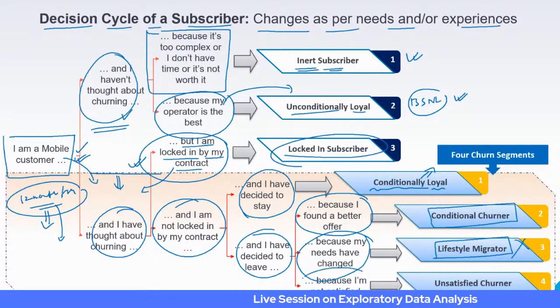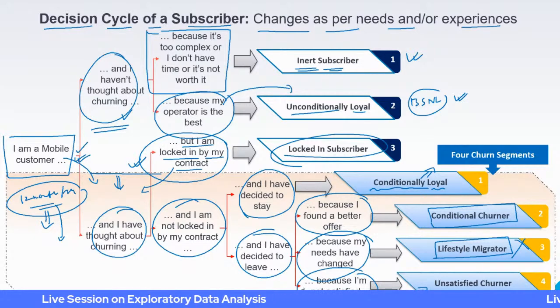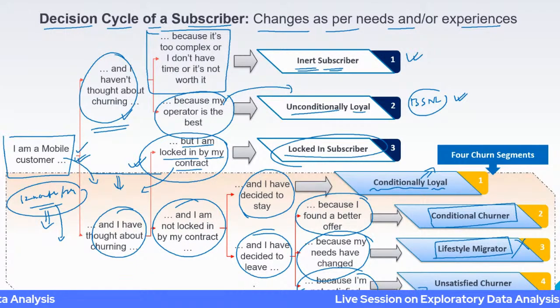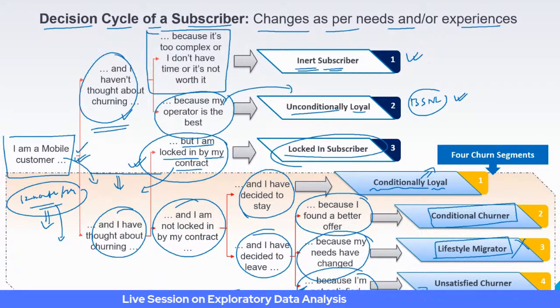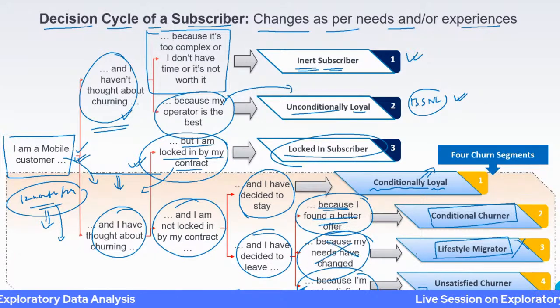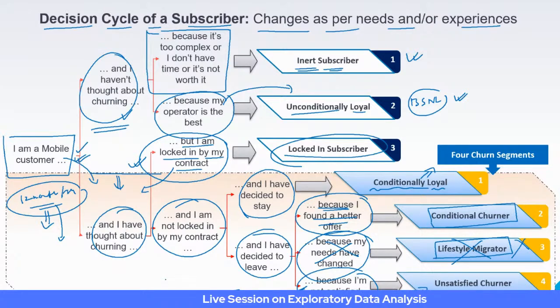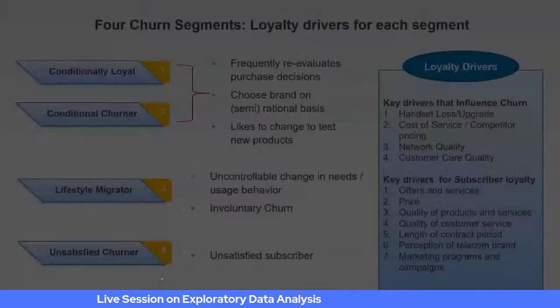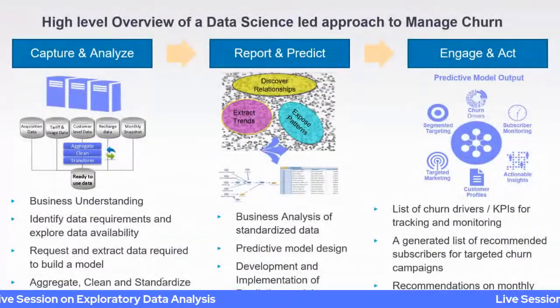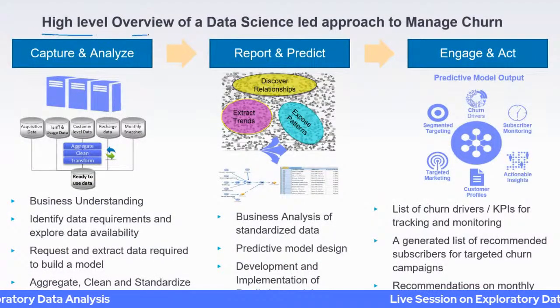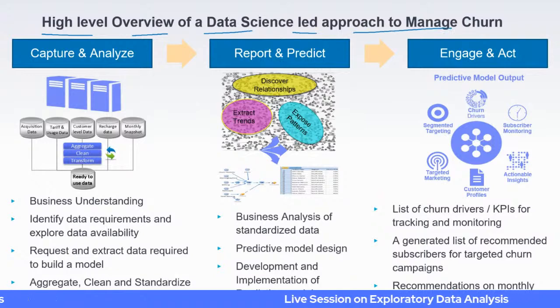Because I am not satisfied, unsatisfied churner. Now, this is where our company, let's say I'm working for Vodafone, if I am able to identify customers who are falling in this category or this category, I will be able to retain them, but not this category. Lifestyle migrators are very difficult to retain. Okay, this is the entire decision cycle of a subscriber. So these are the 4 different segments. This is a very high level overview of a data science led approach to manage churn.